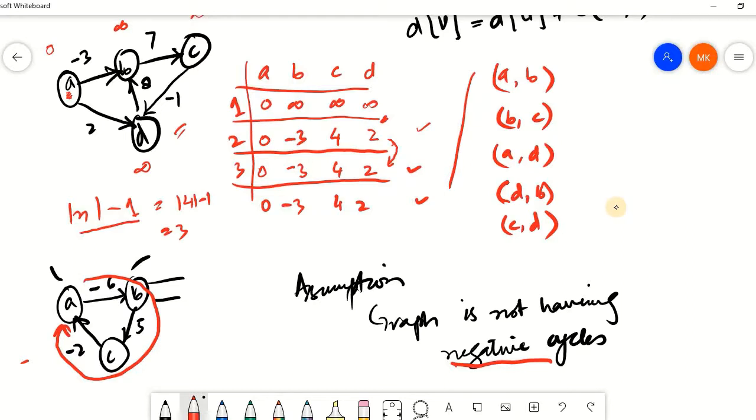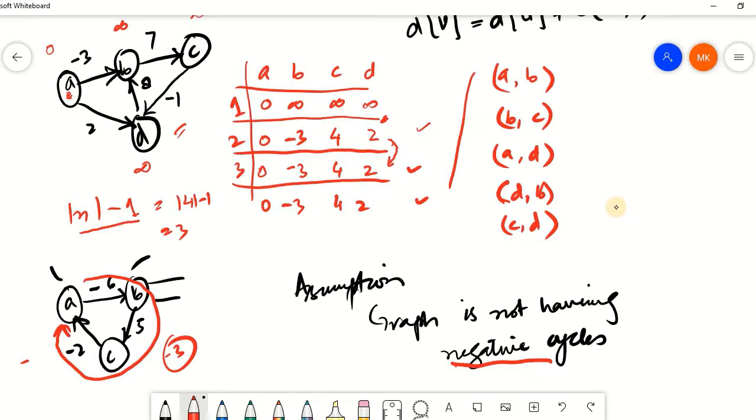That is -6 minus 2 plus 5 is going to give us -3. This is the net cost of this cycle, which is negative, so it's a negative cycle. If a graph has even one of such negative cycles, then Bellman-Ford's algorithm cannot be applied. In fact, that graph does not have the best shortest path. We may find a shortest path, but that may not be the best or the optimum value.